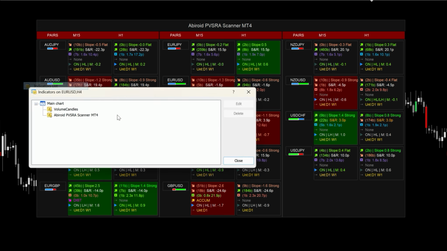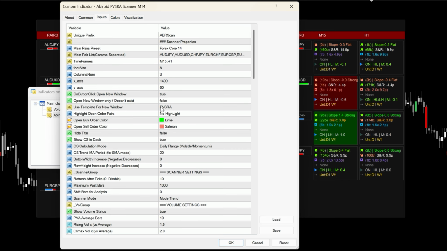And next up, whenever we click on a button, if you have this true, it will open it up in a new chart and it will apply this template. I already have the PVSRA TPL file, and you can mention TPL or not. Either way, it will look for that file in your templates folder. And if you already have any open or buy or sell orders, it will highlight those colors.